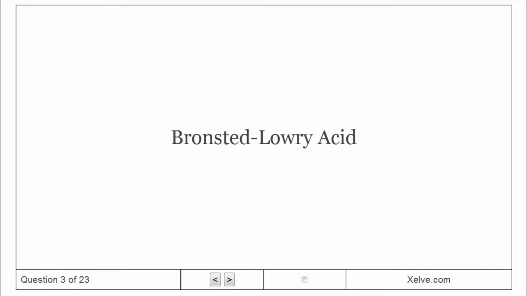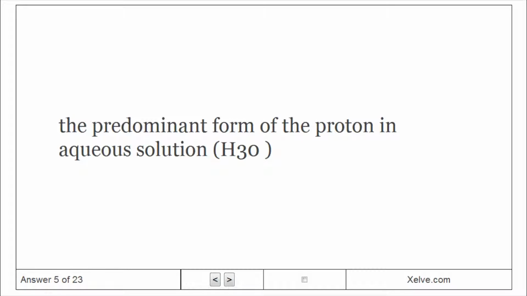Bronsted-Lowry acid. Proton donor. Bronsted-Lowry base. Proton acceptor. Hydronium ion. The predominant form of the proton in aqueous solution.